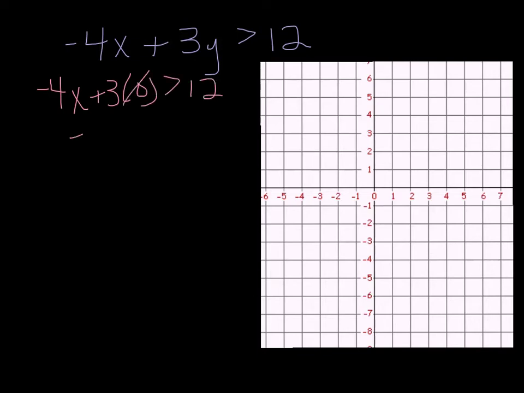Okay, so we got negative 4x is greater than 12. Divide by negative 4, so x is less than negative 3. So x is negative 3.